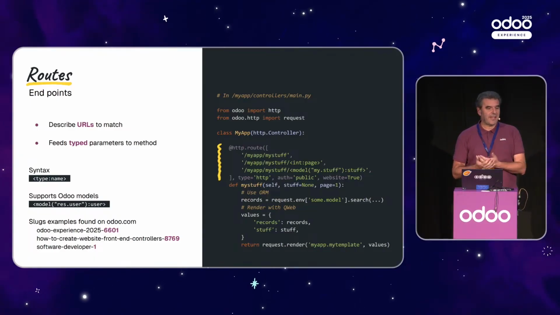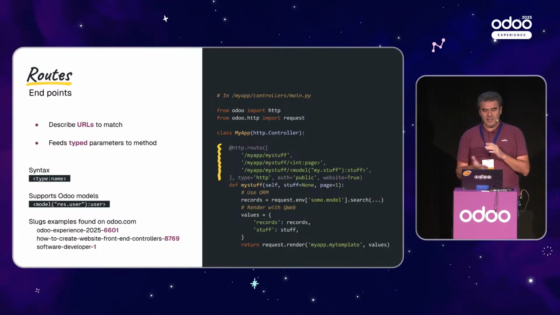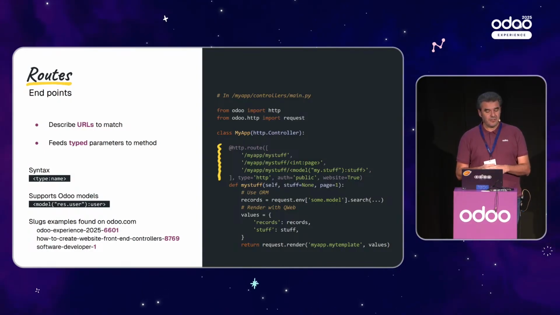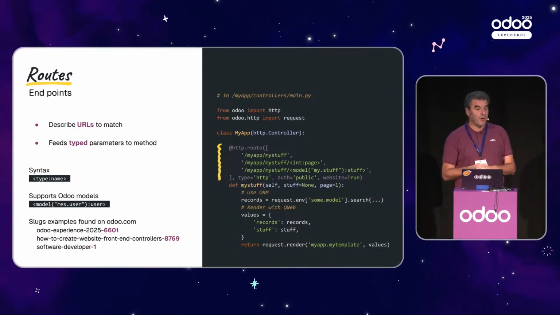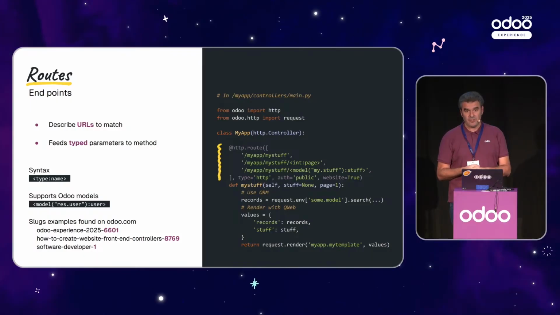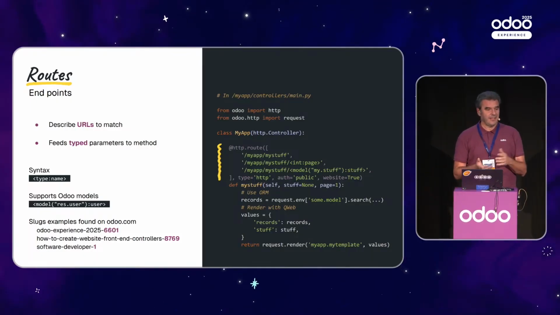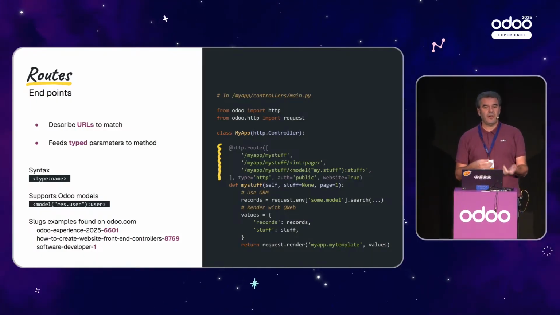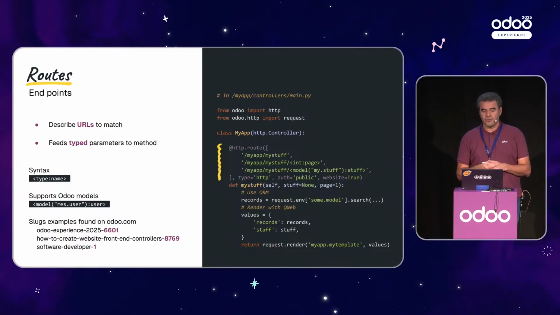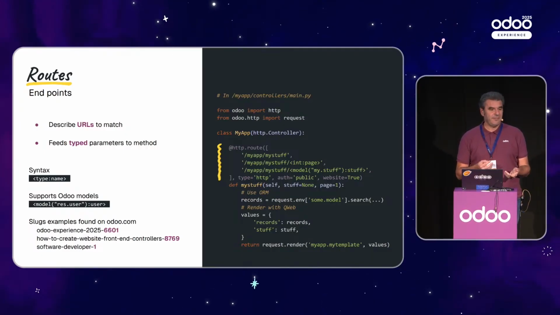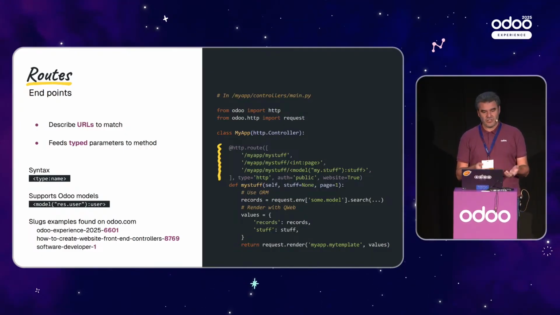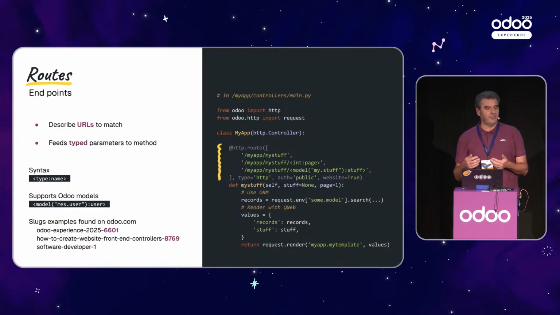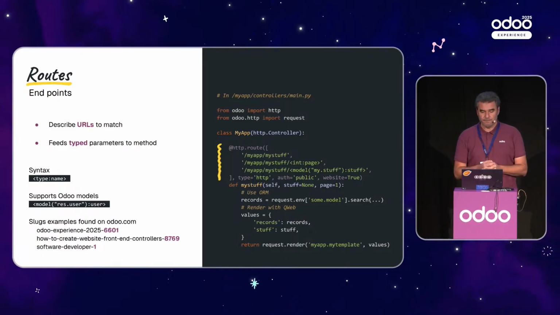Besides the basic types like integer and string, there is also a special type we have, which is model, with the model name as parameter. And when you use that, instead of receiving the record ID as an integer in your function signature, you actually receive an Odoo recordset, which is for the given type and targets the specific ID.